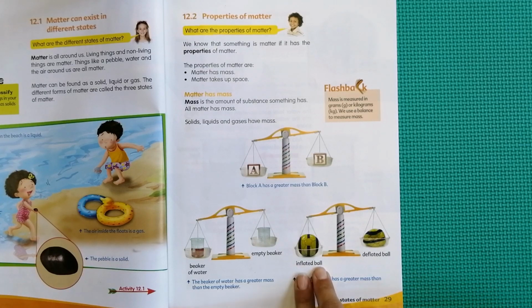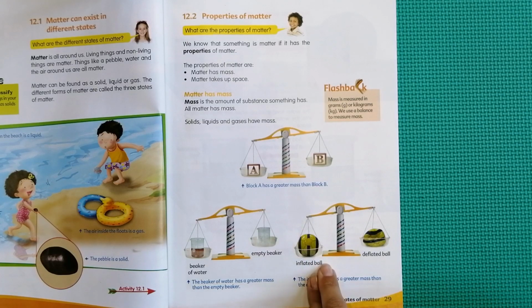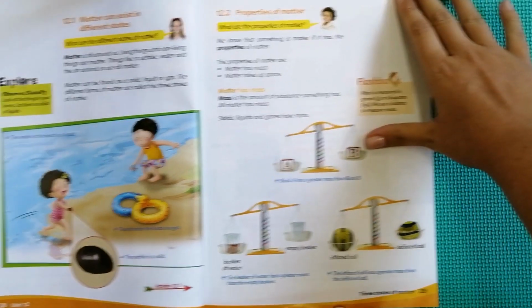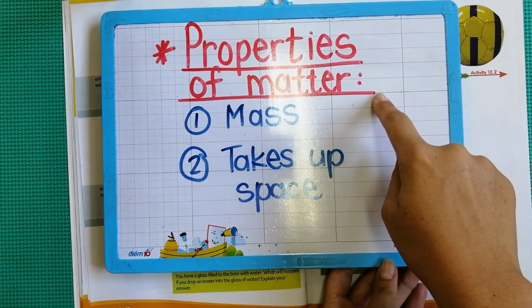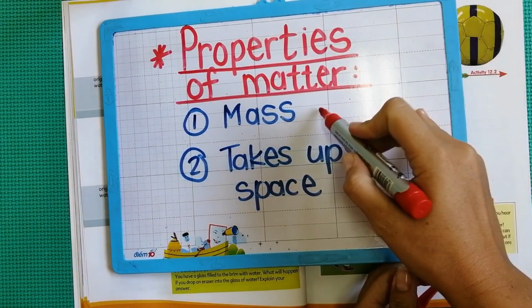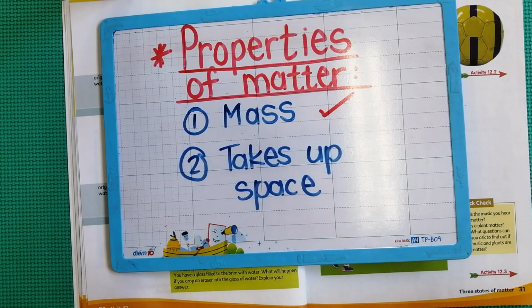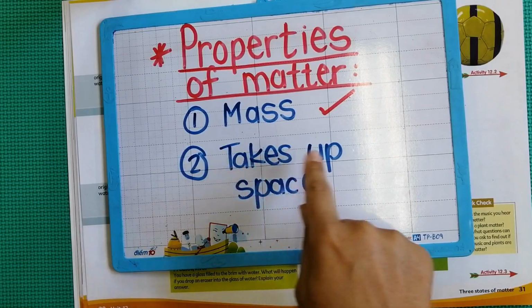An inflated ball, which is full of air, and a deflated ball which has no air. The ball with air weighs more. It has a greater mass because gas has mass. So that page has just explained to us that all matter has mass. Done. Now we're going to look at how all matter takes up space.